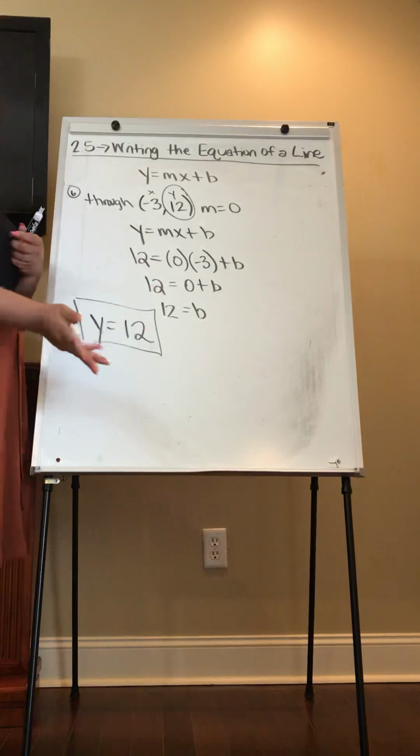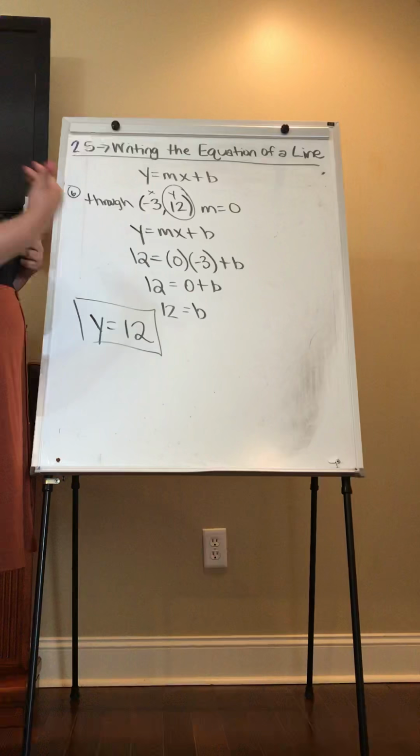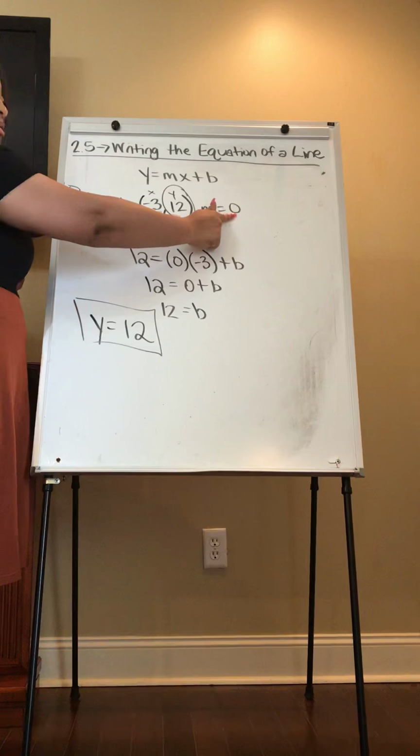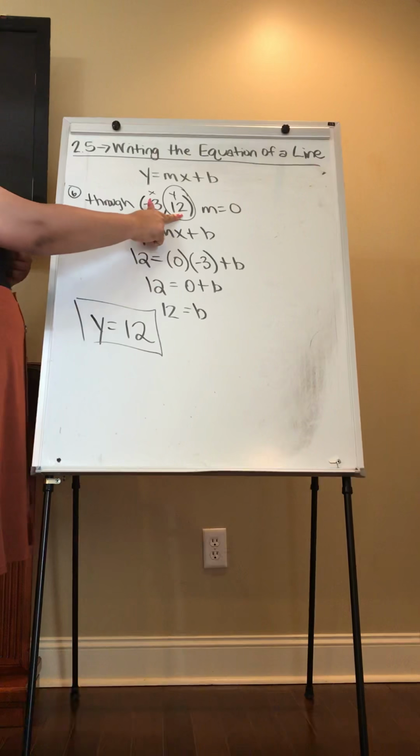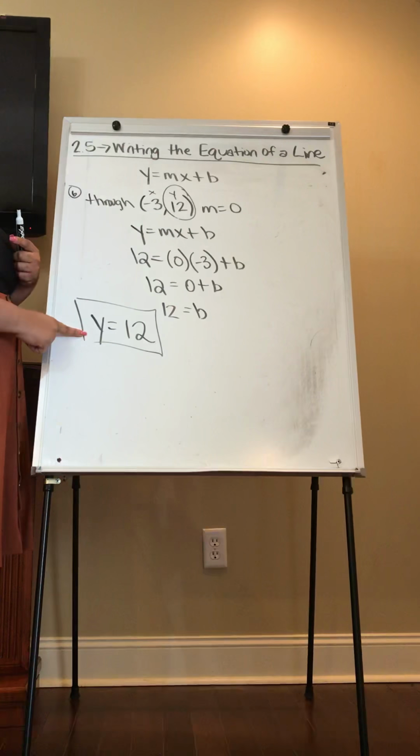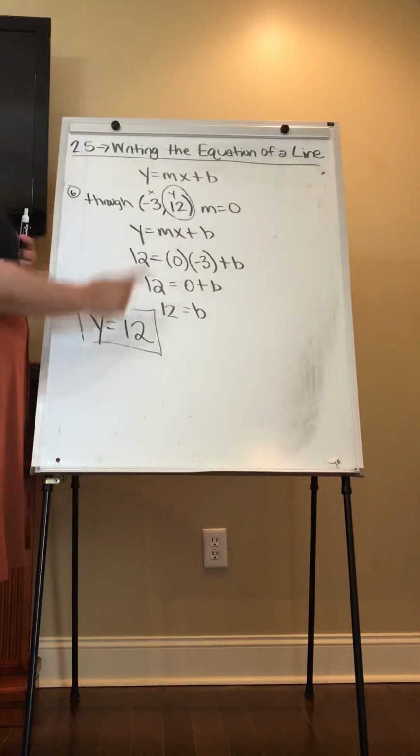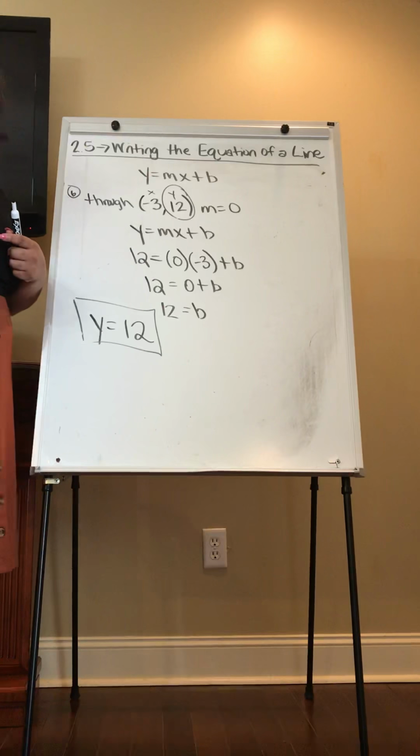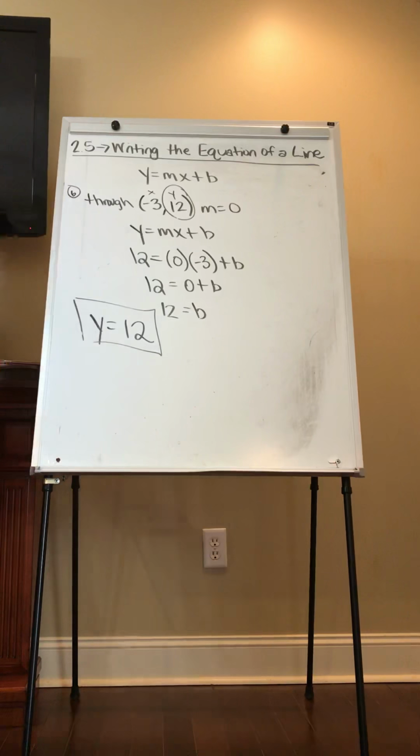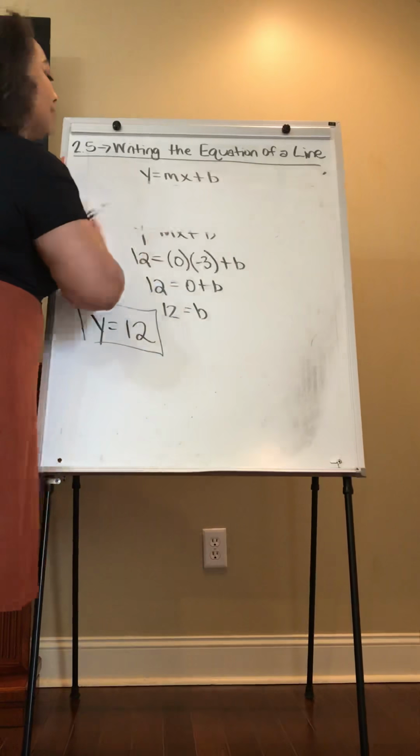I really didn't even need to do any work. I need to know that if I give you a slope of 0, then my equation will always be whatever the y number is. Y equals 12. If this y would have been 15, it'll be y equals 15.